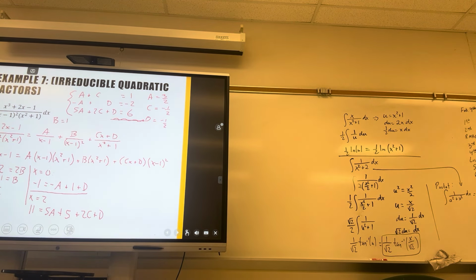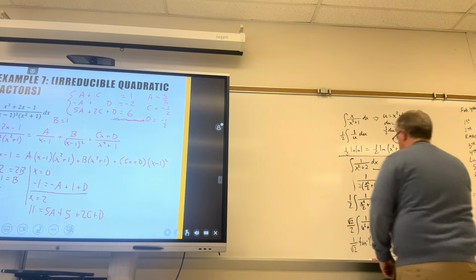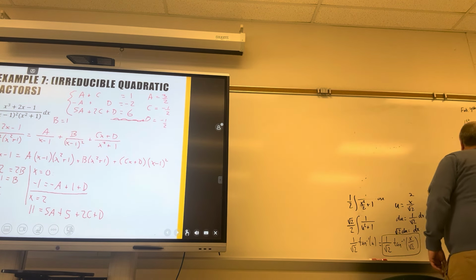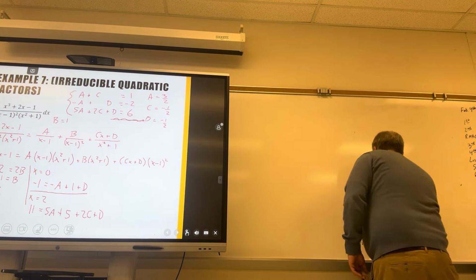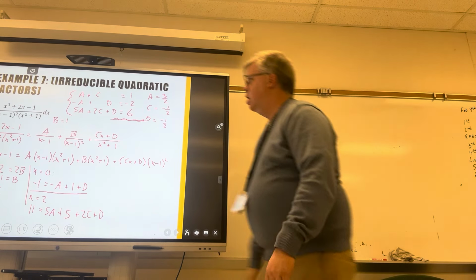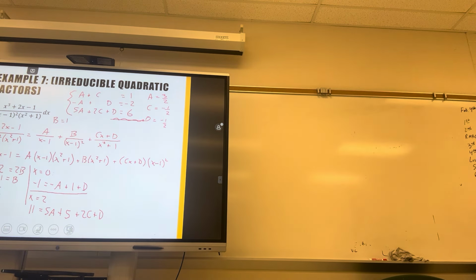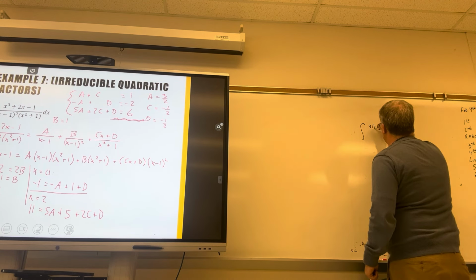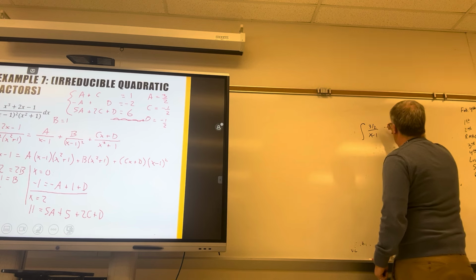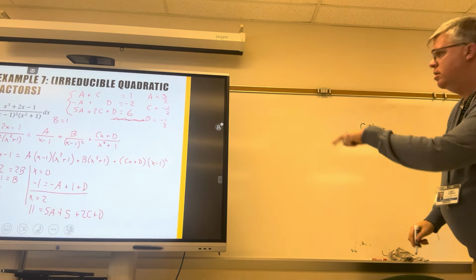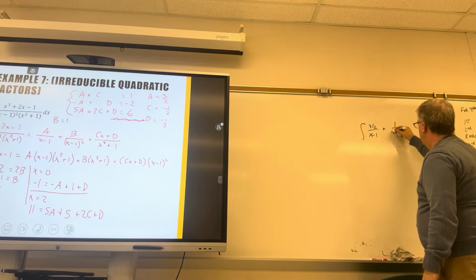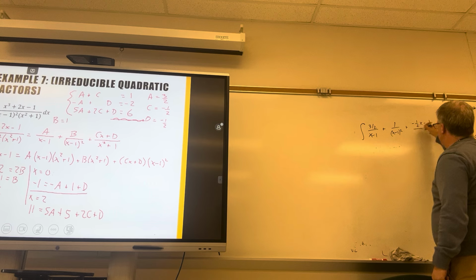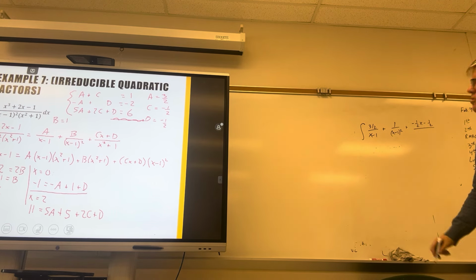Okay? All right, let's write down what the integral is. I don't know that we'll have time to solve it all the way, but I think you'll be able to see what you need to do for this one. Okay, so it's A over x minus 1. A was 3 halves. B was 1, so 1 over x minus 1 squared. And then negative a half x minus a half, right? C and D were both negative a half, and that's over x squared plus 1.